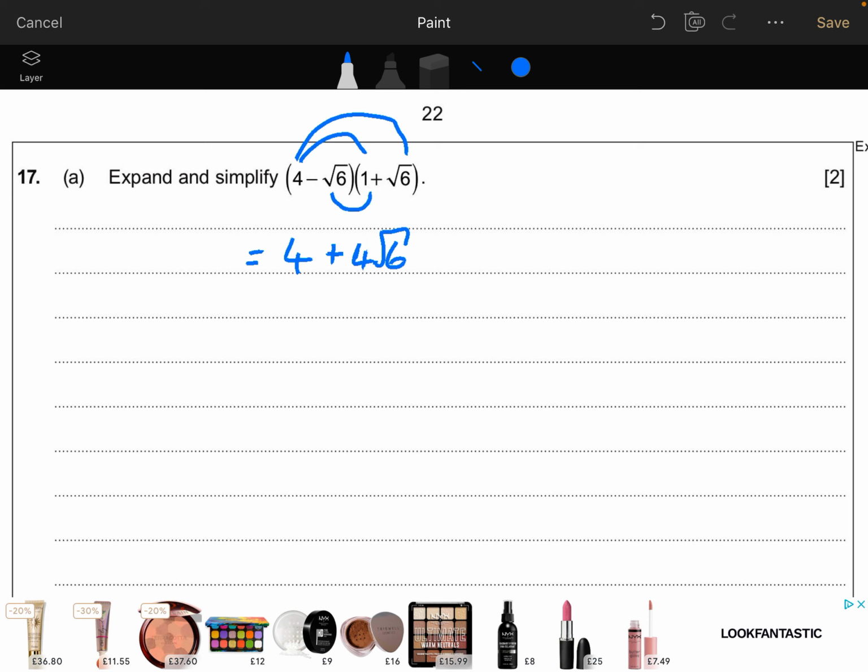Negative root 6 times 1 is minus root 6, and then negative root 6 times positive root 6. Well, root 6 times root 6 is 6, and it's a negative times a positive, so it's negative 6, or minus 6. Now grouping those together, I've got 4 minus 6, which is negative 2, and 4 root 6 minus root 6 is 3 root 6. That's expanded and it has been simplified.